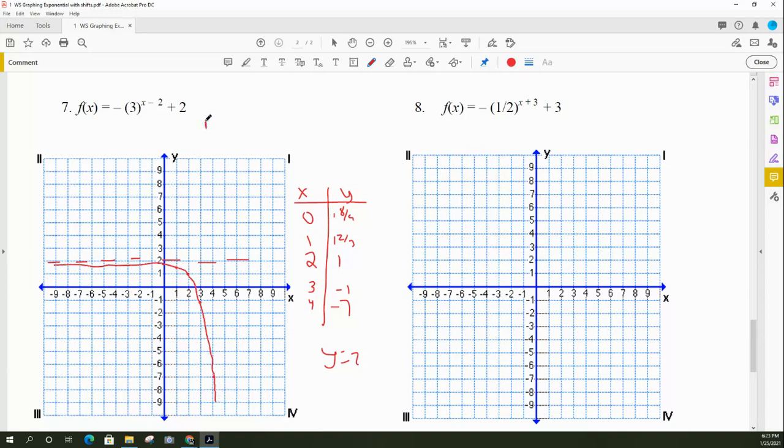Our domain for this one is still all real numbers, but our range is going to be a little bit different. Our range now starts at 2. Is everything less than 2? So when we write this, remember we always have to put it in order. So it's -infinity to all real numbers less than 2.